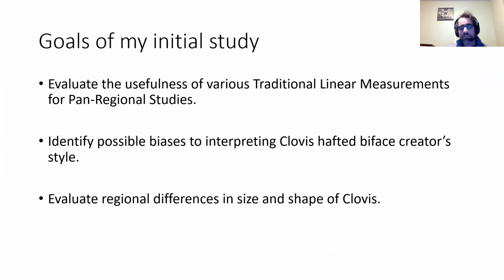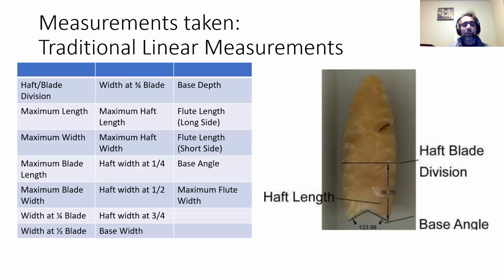I tried to identify possible biases to interpreting Clovis hafted bifaces or projectile points in the creator's style. So things like raw material variability, things like site function, things like resharpening and retouch. How much does this affect our goal of getting at style? And then I sought to evaluate regional differences in size and shape of Clovis. So I took a variety of measurements. Some would say perhaps too many, but I wanted to take as many linear measurements as I could to try to sort out which ones really worked to get at style and which ones didn't. Mostly I took maximum length and width, then a variety of length and width measurements.